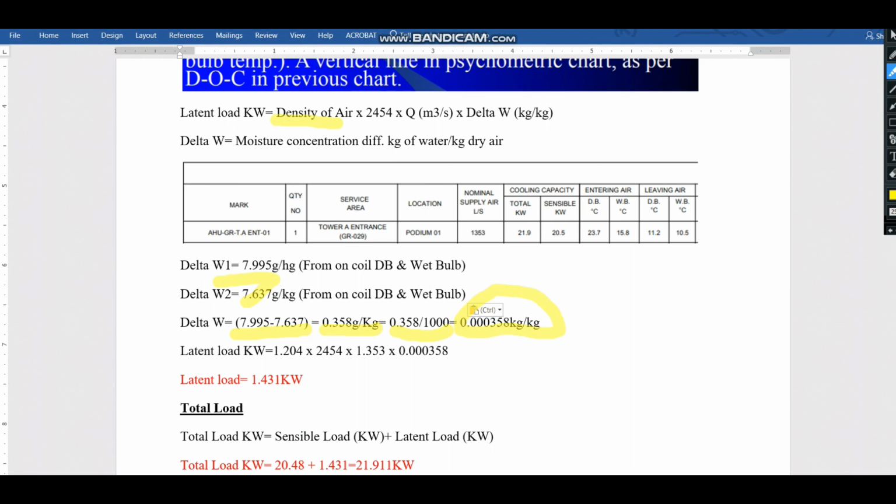Density of air, you know that 1.204, the same one we entered for the sensible. Then 2454 is a constant value, the same one. 1.353 comes from the airflow. So here it is liter per second, I just divided by 1000. So I got 1.353 meter cube per second. And this one is coming from this one, it's the delta W. So finally I got the answer of latent load 1.431.